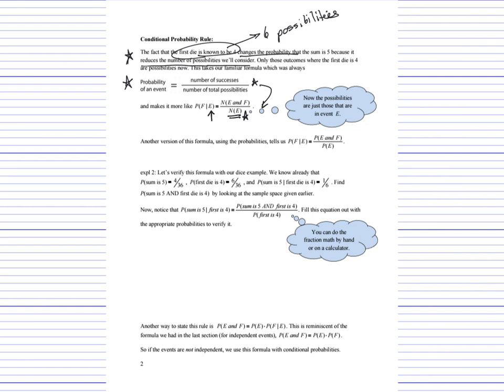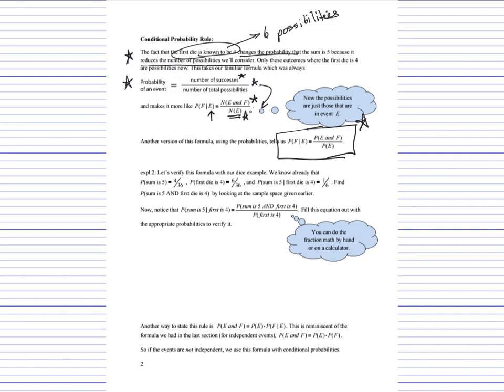And then what are the successes? How many successes are there? Well, it's those events that are in both the thing that's given and the event that we're asking about the probability of, right? So we end up here. Usually you see this in a more common form, and this is our main conditional probability formula.